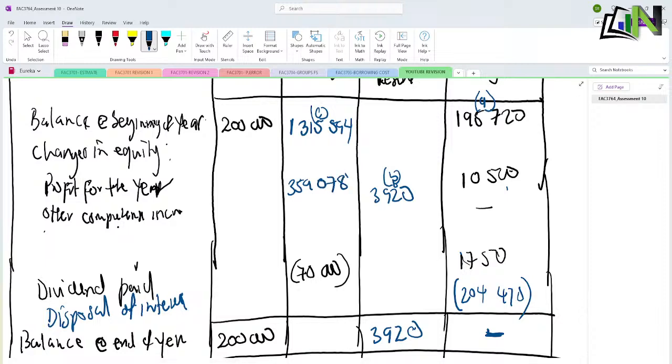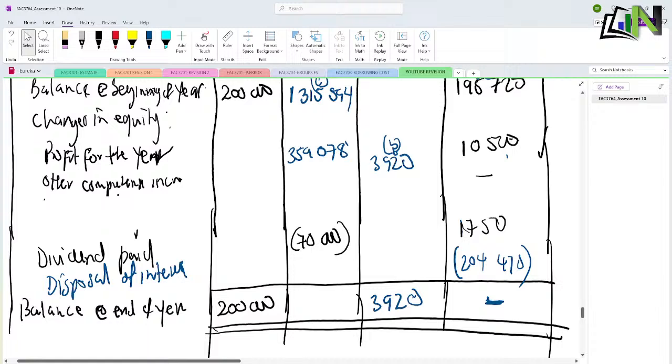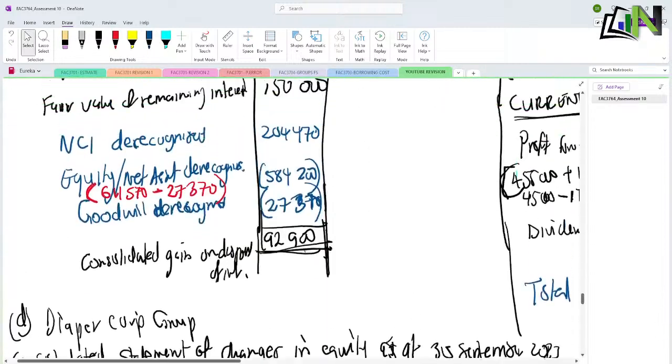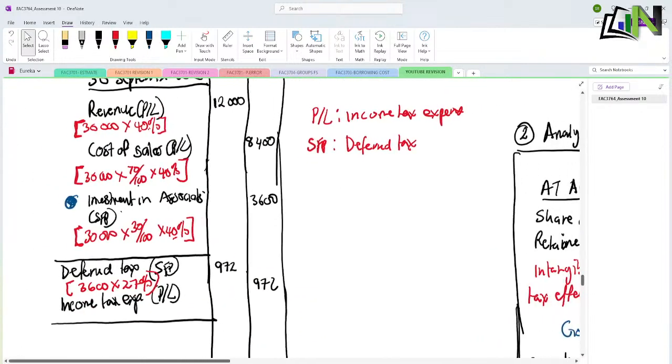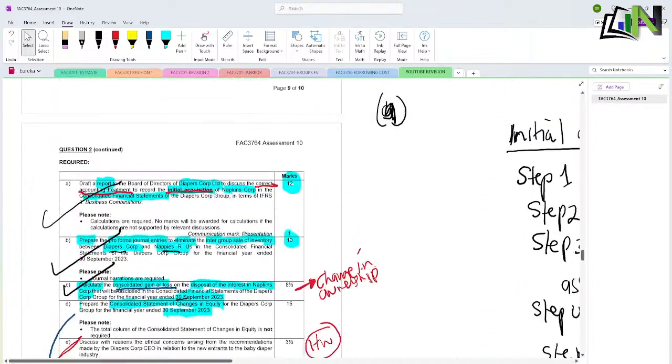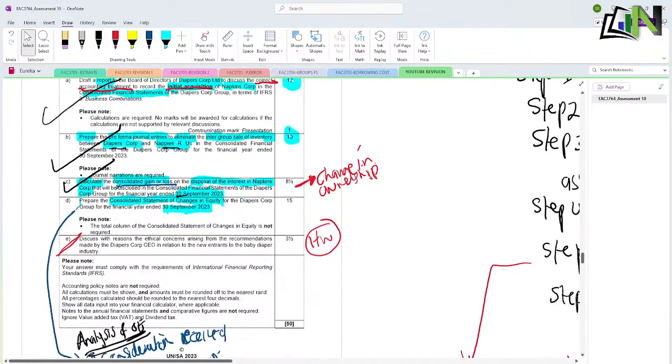359,078. So now what we need to do is to add. So we take that figure plus 1,315,594 and minus 70,000. So at the end it is 1,604,672. Okay, and then that takes us to the end of our question. One thing for sure, even before you are done writing, always go back to make sure you answer the question. It's supposed to be the consolidated statement of changes in equity.